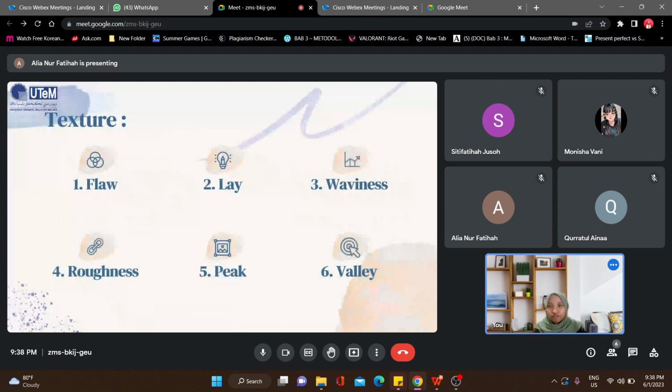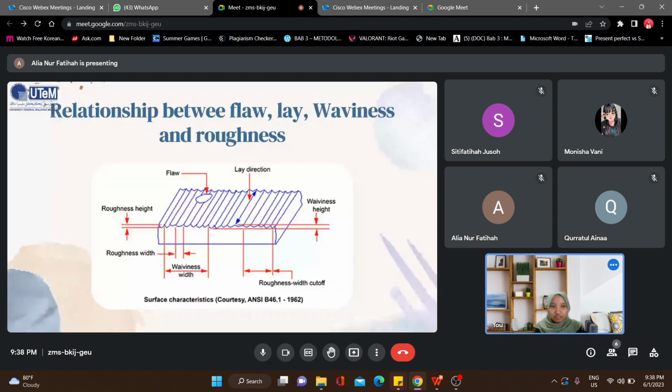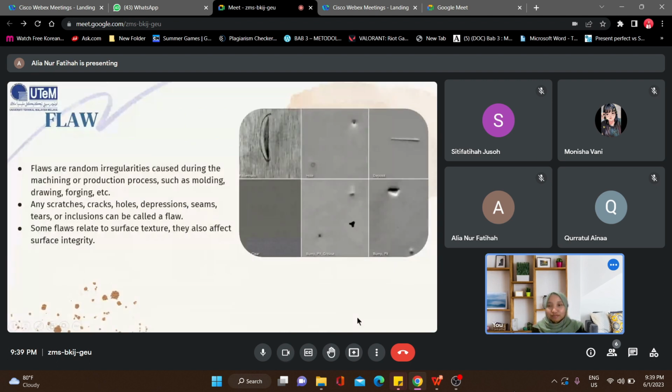There are six textures. First is flaw, second is lay, third is waviness, fourth is roughness, fifth is peak, and the sixth is valley. From the picture, you can see the relationship between flaws, lay, waviness, and roughness.